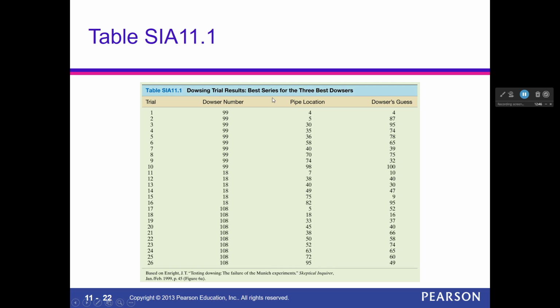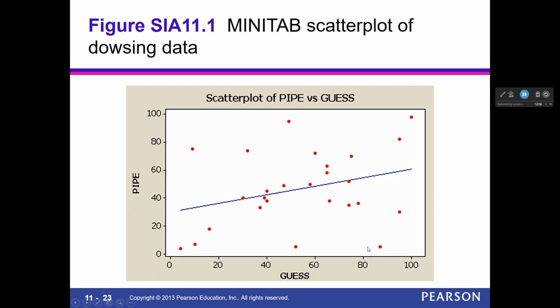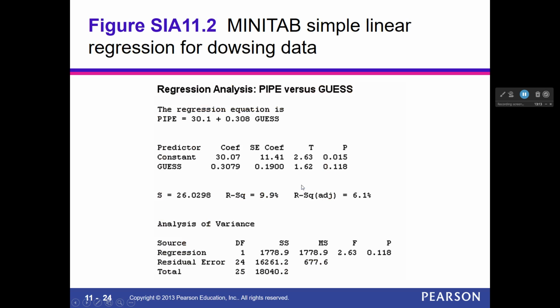Okay, so here's a big one. Now this one would be run on a regression. You can see dowser number, pipe location, dowser's guess. And here we have a scatter plot for that. Now look at that. That data is all over the place. Here is the regression line that Minitab calculated that goes through that data set, and you can see that it's not very tightly compact on that line.